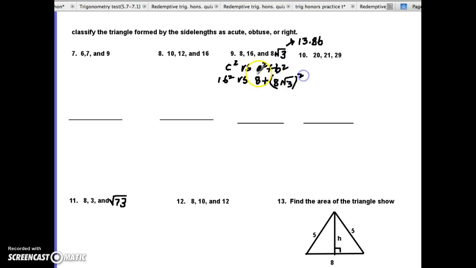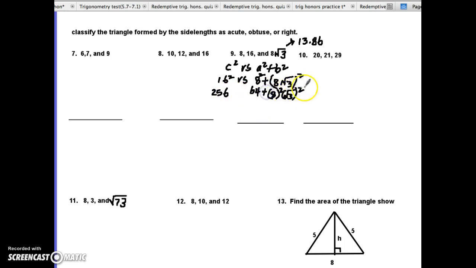squared, and I see I forgot the square on the 8. 16 squared, some of you might know this, it's 256. 8 squared, of course, is 64. And 8 root 3 squared is going to be 8 squared times root 3 squared.